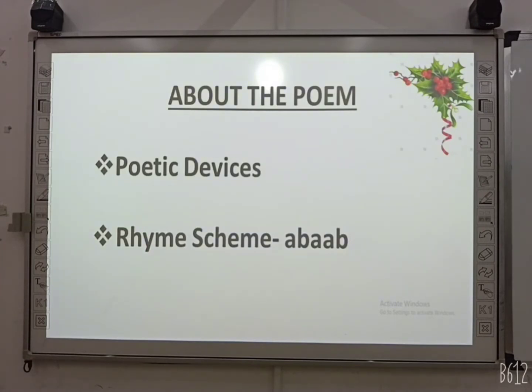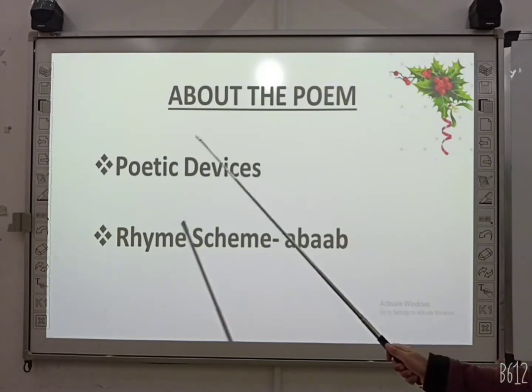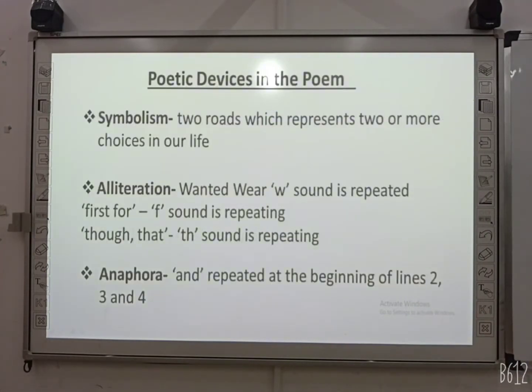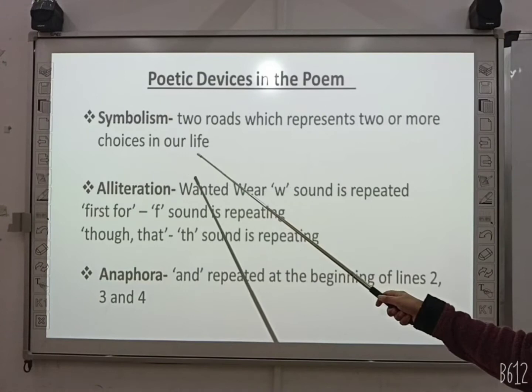So without further delay, let's get to see the poetic devices of this poem. So the first poetic device is the symbolism. Again, I've taught you what symbolism is. So in this poem, the words two roads, okay, that symbolizes or it represents two or more choices in our life.